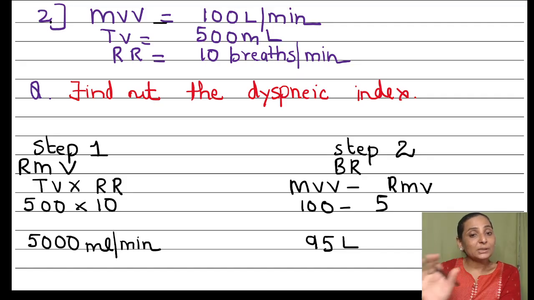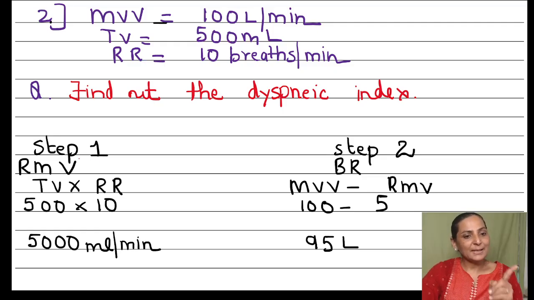Now find out the dyspneic index. Data given to you is MVV, that is maximum voluntary ventilation, which is 100 ml per minute. Tidal volume 500 ml, it is a static volume, and respiratory rate, that is 10 breaths per minute. So what is the step 1 for this? Step 1 is you have to calculate resting minute ventilation. You are not given resting minute ventilation, you are given maximum voluntary ventilation.